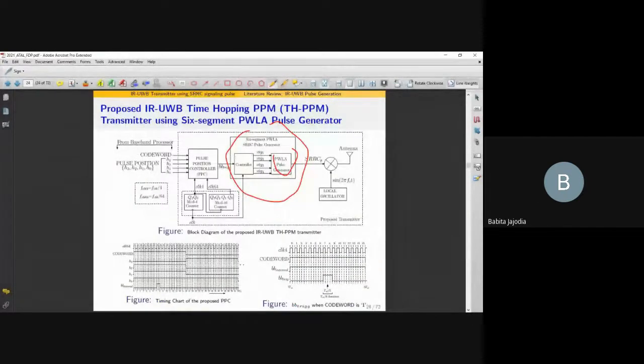So these are the inputs, and there we need a controller. And pulse position, as we mentioned, is where the pulse needs to be placed. So you can see all of these are the controlling part, but the actual part is this one. Along with the controller, this makes it entirely the SRRC pulse generator.